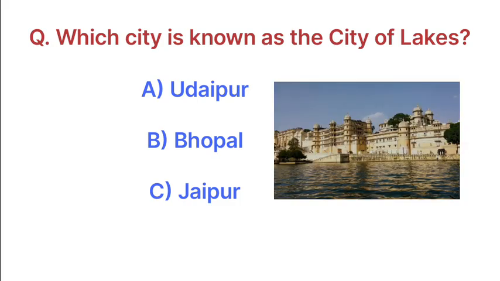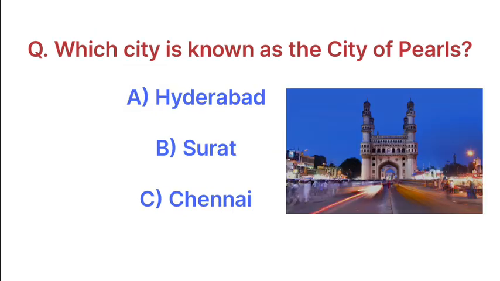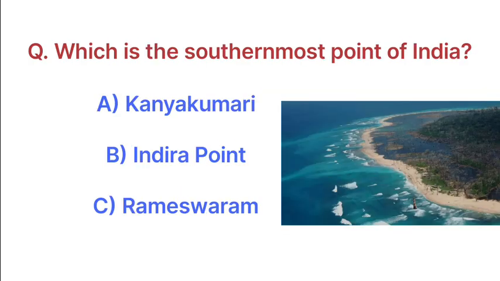Which city is known as the City of Lakes? Answer: Udaipur. Which city is known as the City of Pearls? Answer: Hyderabad. Which is the southernmost point of India? Answer: Indira Point.